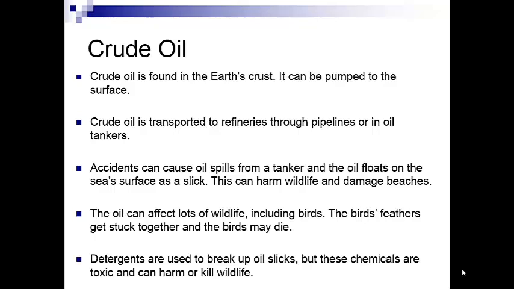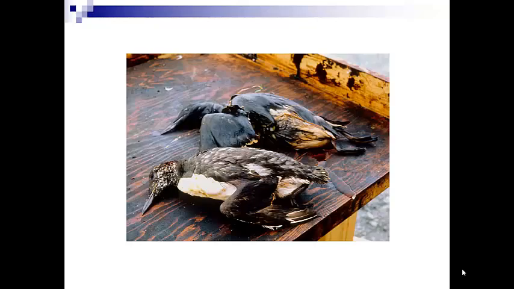You may have seen the BP oil spillage a few years ago. Oil can affect lots of wildlife, including birds. The birds' feathers get stuck together and the birds may die. Detergents are used to break up oil slicks, but these chemicals are toxic and can harm or kill wildlife. Here's an example of the oil sticking to the birds' feathers. These birds are unfortunately dead. One of the problems when they drill for oil is that there might be an oil spillage.